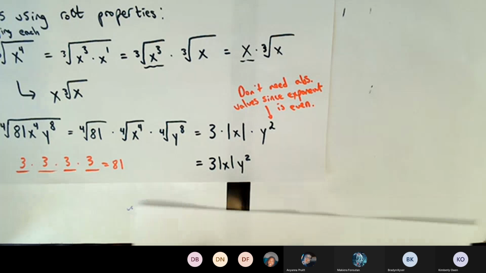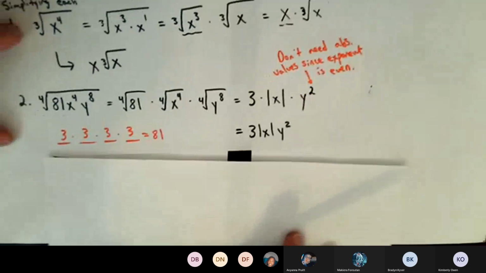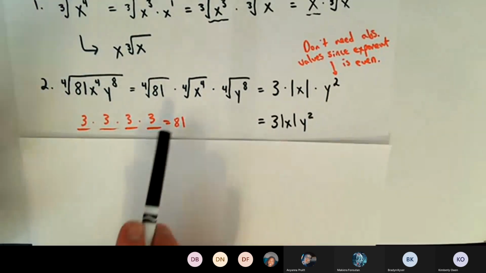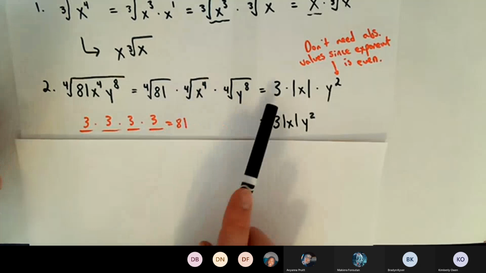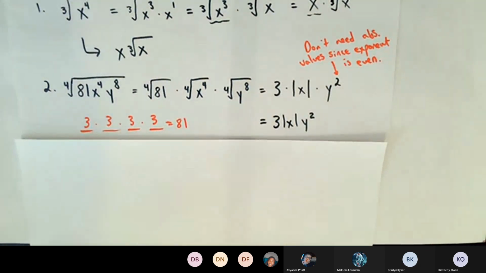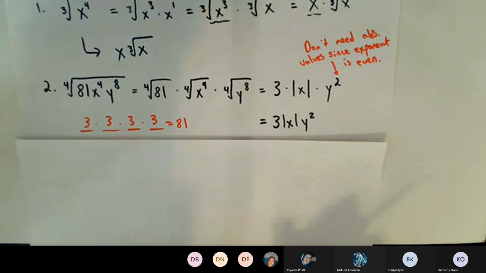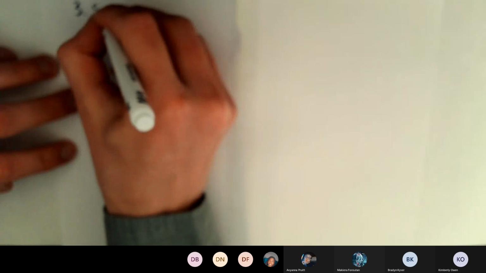All right, so let's look at an example. What we're going to do is look at an example where we break apart a number instead of variables. And then we will get to that rule that Aviana was alluding to. Okay, so number 3, let's simplify.